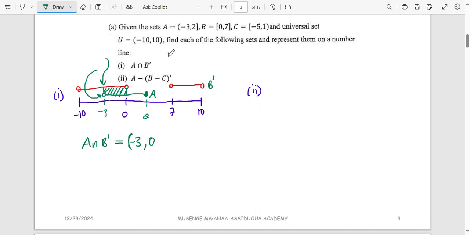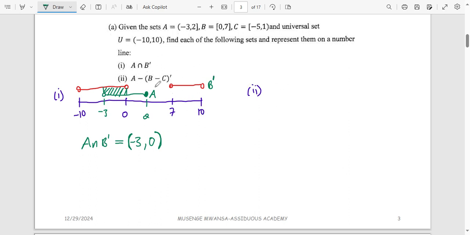And then again, when you look at 0, 0 is not part of this set, which is B complement. Even though 0 is part of the set A, it's not in B complement, so it can't be part of the intersection. So we are also going to open at 0. Are we good? Okay. Please be very free to ask in case you are not clear.